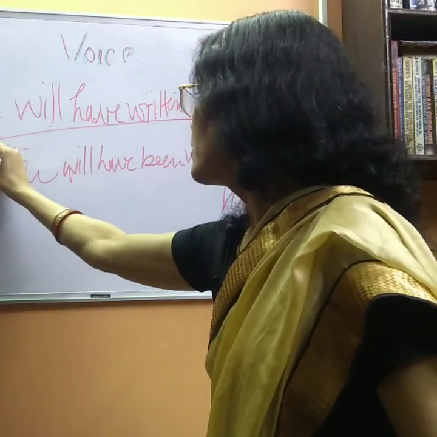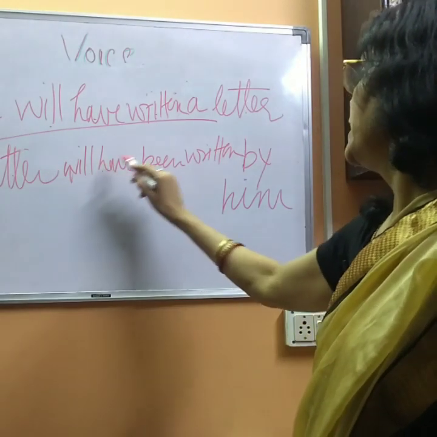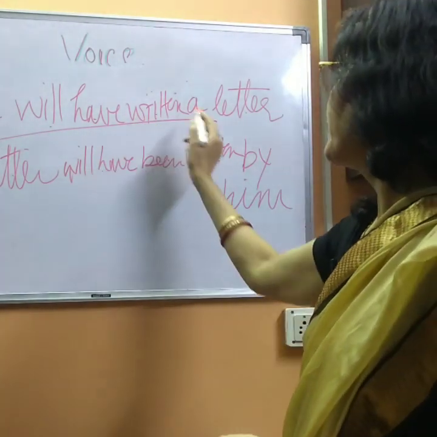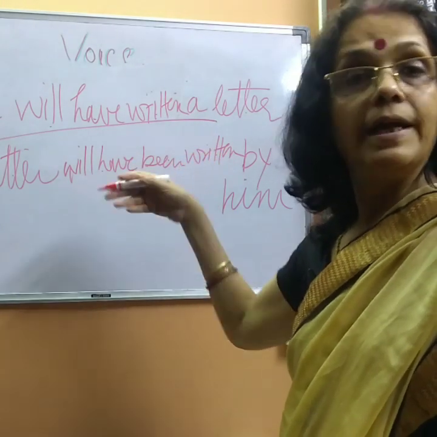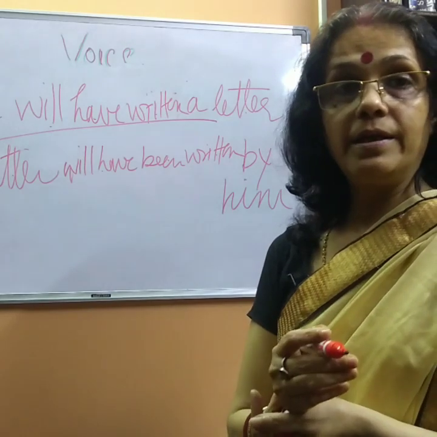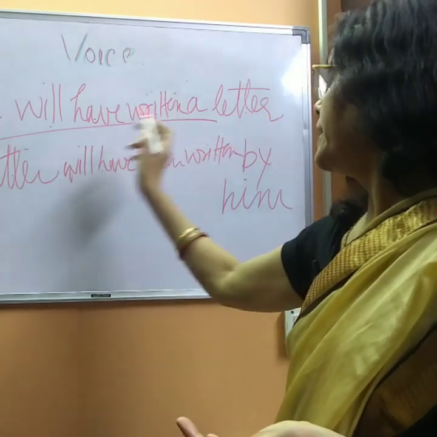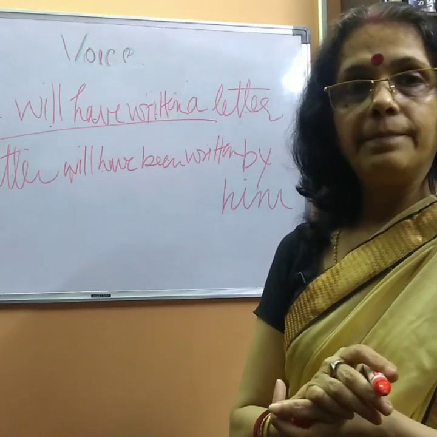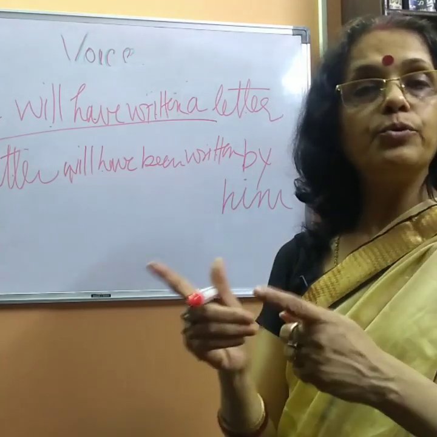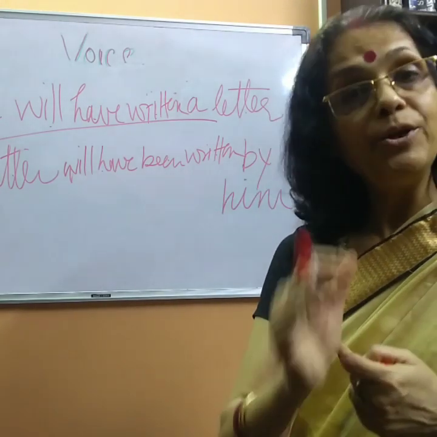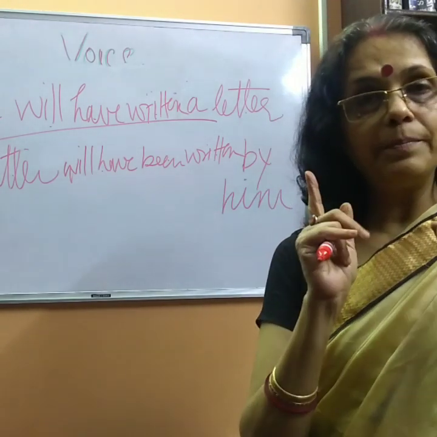So according to the rule, a letter will have been written by him. In the present tense it was have written changes into have been written. It's the same here, only the will before everything. So he will have written a letter will become a letter will have been written by him. And I told you that the two continuous in your future, they don't change by rule. So you have to remember how many?